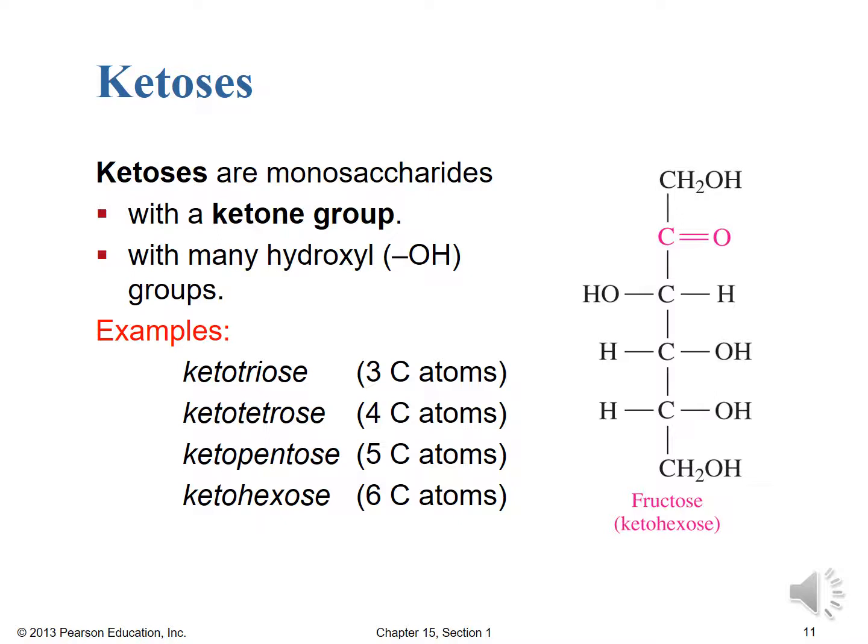Likewise, just like the aldoses, you get many OH groups, those hydroxyl groups, depending on how many carbons you might have. And here we see, just like with the aldoses, we can have the ketoses with from 3 to 6 carbons commonly. So we can have a ketotriose, like we had an aldotriose on the previous slide, and that would have 3 carbon atoms. We can have a ketotetrose with 4 carbon atoms. We can have a ketopentose with 5 carbon atoms. And we can have a ketohexose with 6 carbon atoms, like the fructose that we see on the right-hand side.